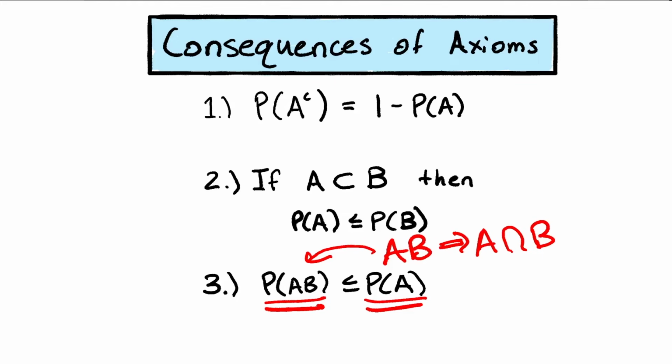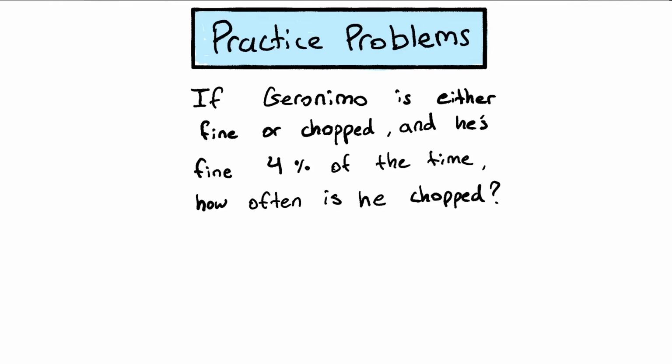So why does this make sense? Probability of A intersect B is the amount that A overlaps with B, and there's no possible way that A overlaps with another set and that overlapped section is bigger than A itself. So that's how we derive this from the axioms. So finally, let's look at some practice problems for the axioms of probability.